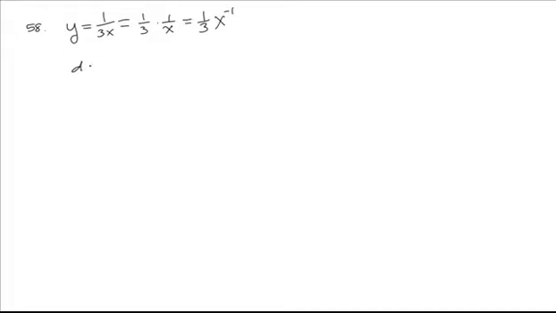So when we go to find our derivative, call it dy/dx, we bring the negative down, so that gives us negative 1 third x to the minus 2. So there's our derivative. We'll take that negative and use it to put x back in the denominator. So we have negative 1 over 3x squared.